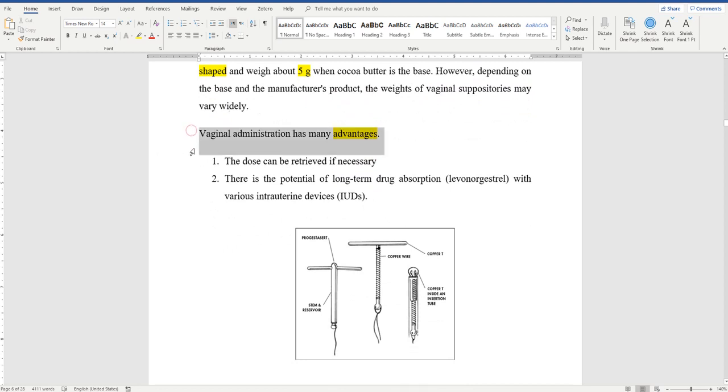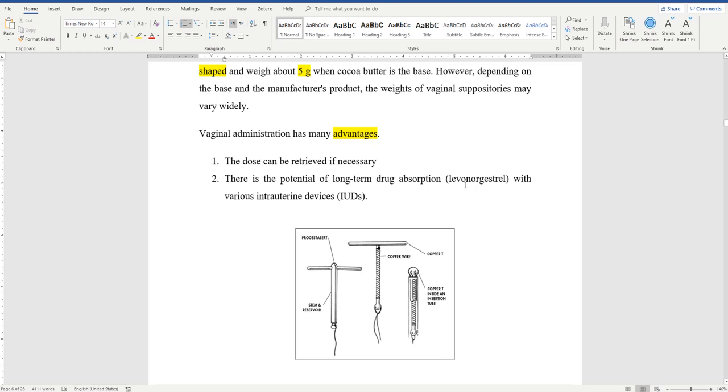Now, the advantages of vaginal administration, here please remember that I am focusing on vaginal administration, not on administering suppositories when I say the advantages. Okay? One, the dose can be retrieved if necessary. يعني after insertion you can get the suppository that you inserted out, but actually here they mean mainly about intrauterine devices. Okay, اللي هي they are using it for contraception.